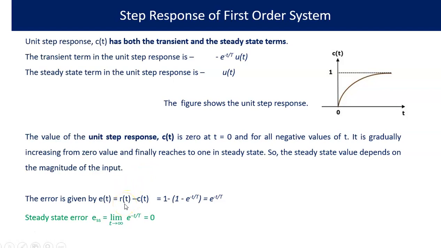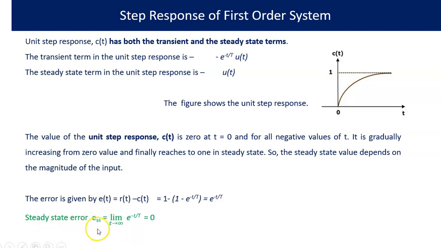So the difference between these two, that is the desired output and the actual output, that is the error. The input to the system is step input. So the desired output, that is the reference input, that is equal to 1, minus this output of first order system, that is 1 minus e raised to minus t by T, that's equal to e raised to minus t by T. Then when time t tends to infinity, that is the steady state error, ESS.